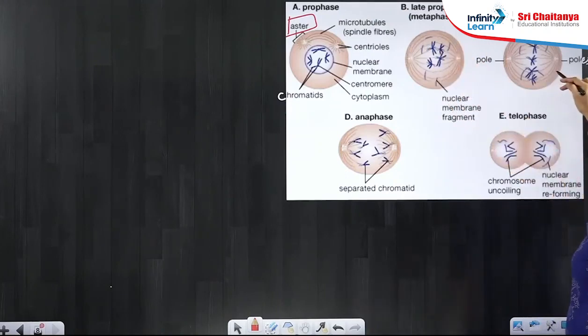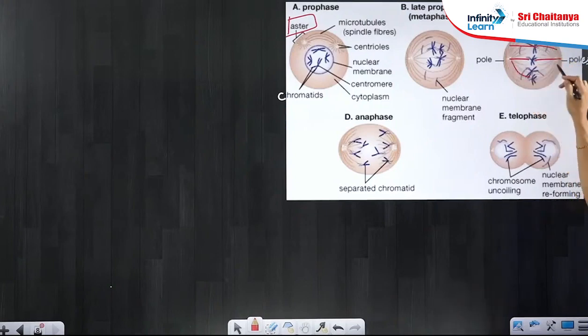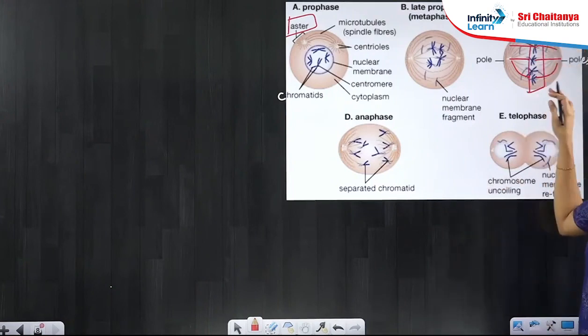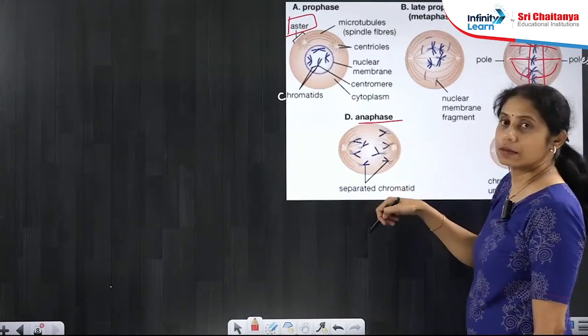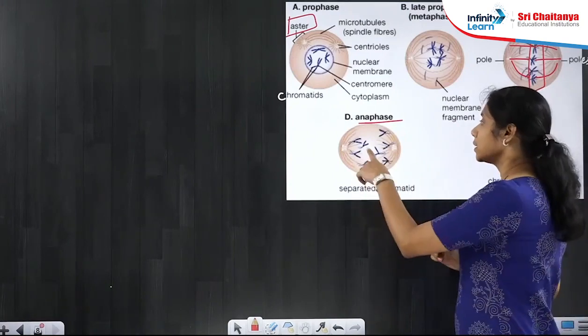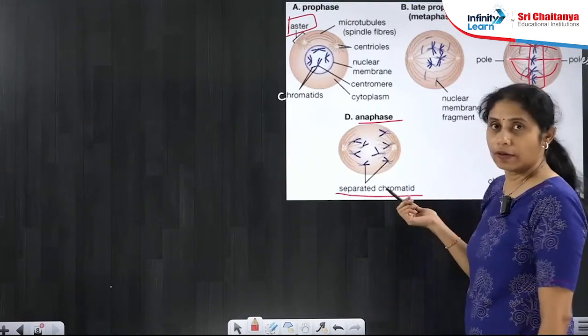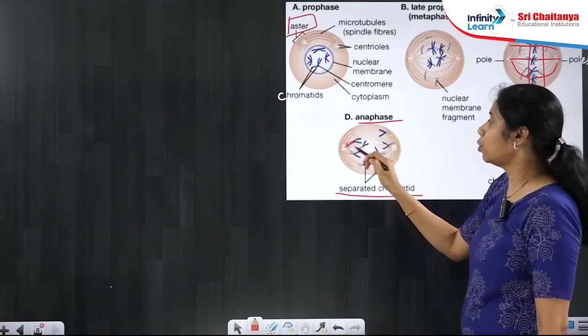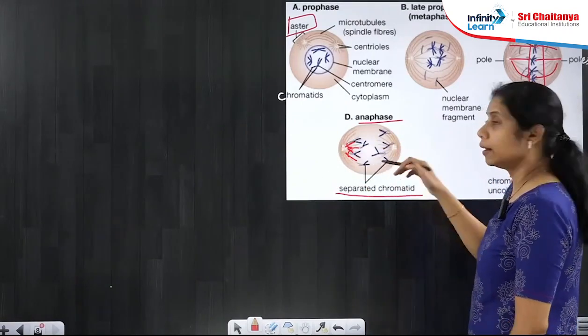Now the cell will be entering into the metaphase, where the spindle fibers will come from the poles and attach to the chromosomes at the kinetochores, and all the chromosomes are brought to the center of the cell to form the metaphase plate or equatorial plate. Now in anaphase, the centromere splits in each chromosome, resulting in the formation of two separate chromatids. The separated chromatids move towards the opposite poles with the centromere first, followed by the arms behind.